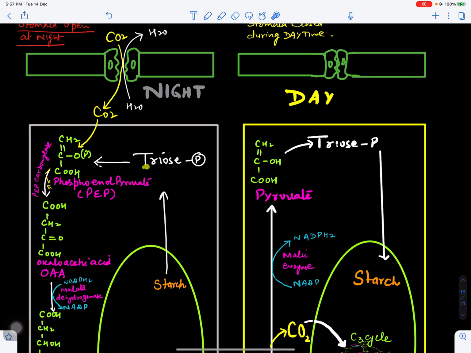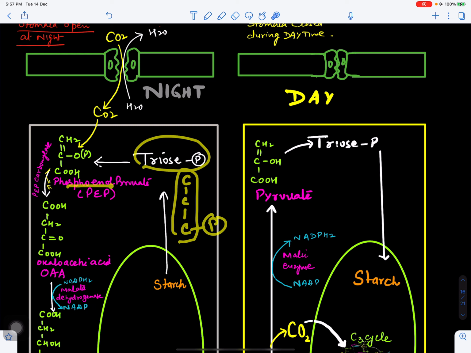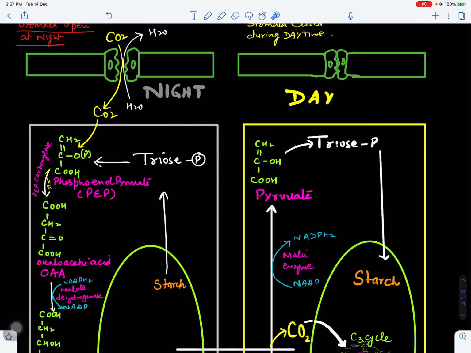So what happens? Triose phosphates are organic compounds which are 3 carbon in length. Now these triose phosphates can form phospho-enol pyruvate or PEP. This phospho-enol pyruvate will combine with carbon dioxide. Water is also available, so sometimes it is in the form of carbonic acid. The enzyme required is PEP carboxylase, and this will lead to the formation of oxaloacetic acid.